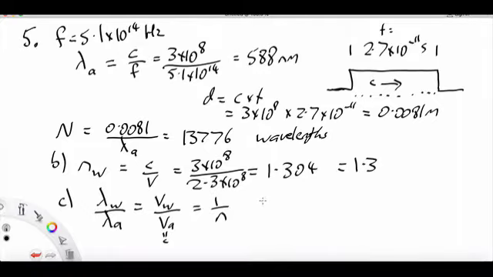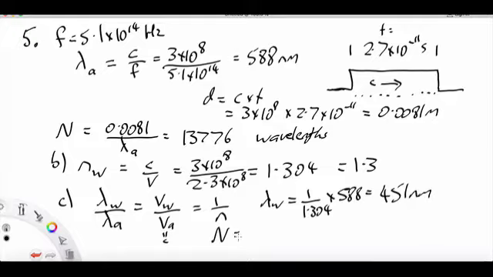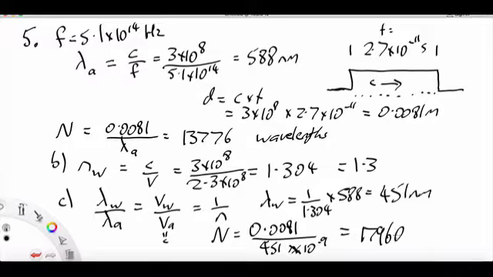So the wavelength in the water is 1 over 1.304 times 588, and that means it has gone down to 451 nanometers. And now the new number is that same distance over the new wavelength by 10 to the minus 9, and that will mean 17960.